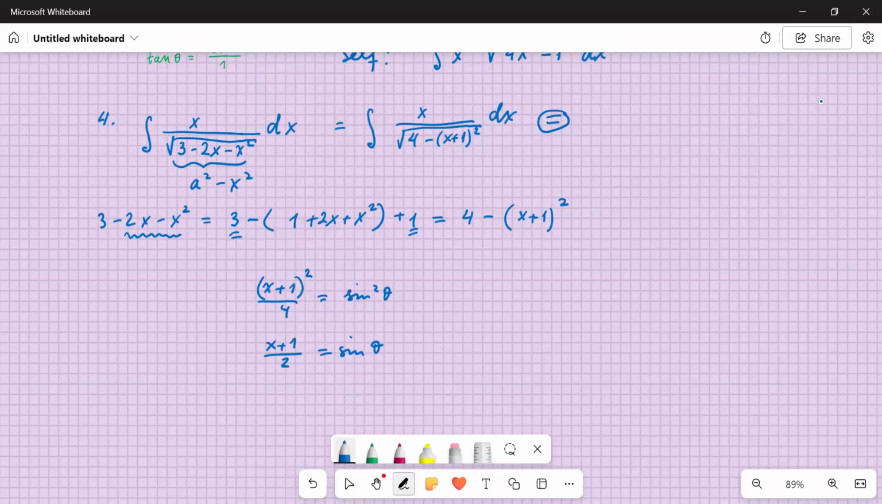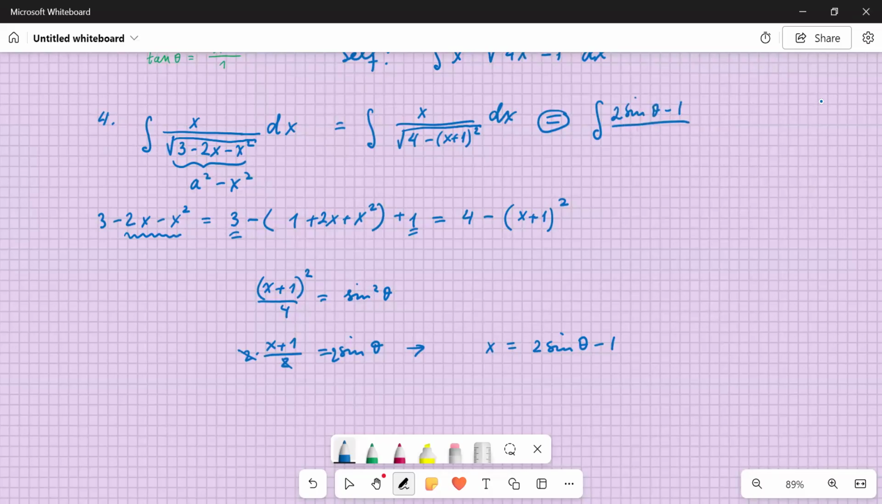How do we find x? To solve for x, I'm going to multiply both sides by 2 and then subtract 1, right? The 2 here cancels, and I have x equals 2 sine theta minus 1. That's what I'm going to write down instead of x in the numerator: 2 sine of theta minus 1.